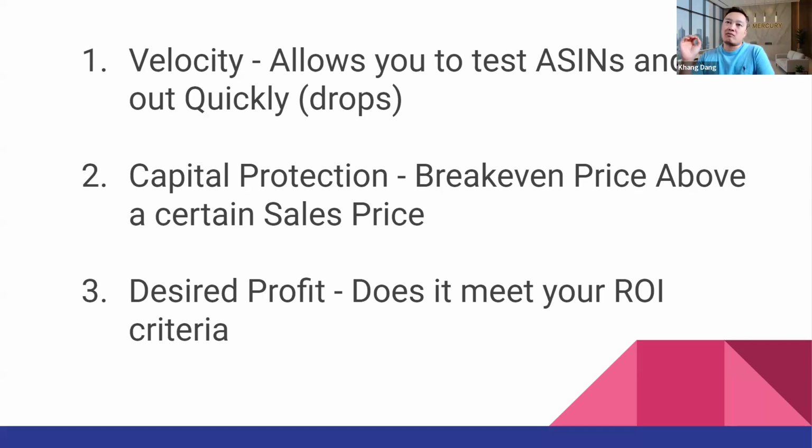Now you can look at the rank alone, and of course you can look at that alone and tell whether or not it's a good ASIN, but that only applies to the top ranking ASINs, right? But what about the middle of the road ASINs? Well, Keepa has a thing called drops.